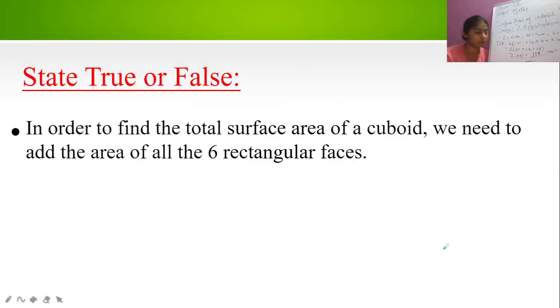Now students, let's come forward. So this is your true or false. Tell me, in order to find the total surface area of a cuboid, we need to add the area of all the 6 rectangular faces. Is it a correct statement or a false statement? Yes students? Yes, very good. Basically it's a correct statement, which means it is true, because whenever we have to find the total surface area, we have to consider all the faces, which are 6 faces, and they are rectangular, okay?